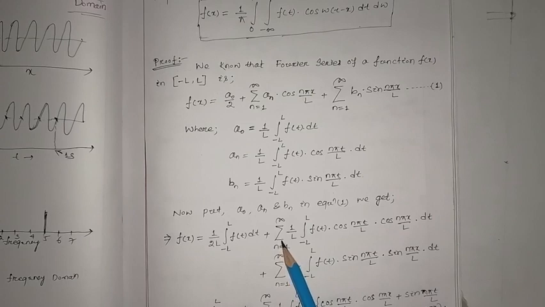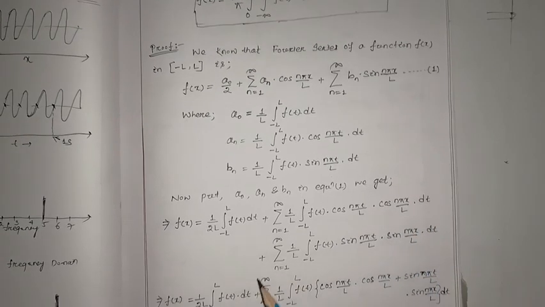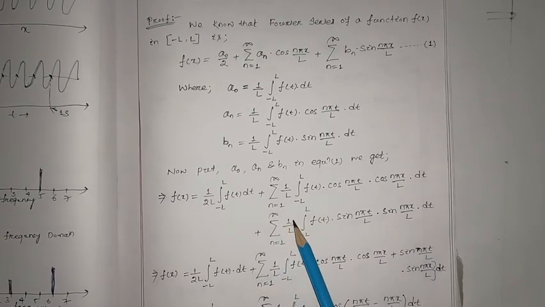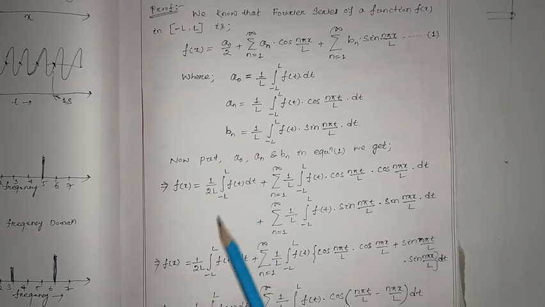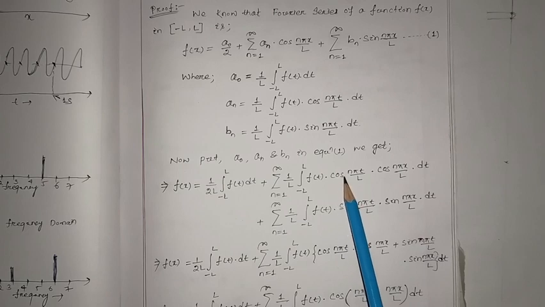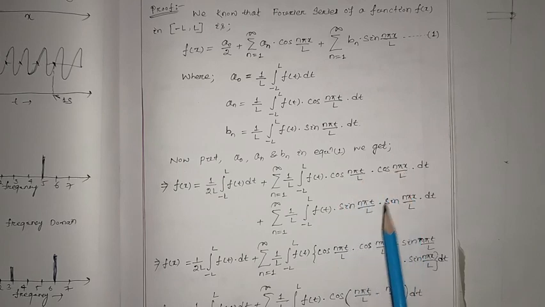(1/L) ∫ from -L to L, summation is there, f(t) cos(nπt/L) cos(nπx/L) dt, and here summation from 1 to infinity (1/L) ∫ from -L to L of f(t) sin(nπt/L) sin(nπx/L) dt. That implies f(x) is (1/2L), this term is there, nothing has been changed, and here summation has been taken common, and 1/L also taken common from these two terms, and also the integration from -L to L of f(t) taken common from these two terms, we found cos(nπt/L) cos(nπx/L) plus sin(nπt/L) sin(nπx/L) dt.